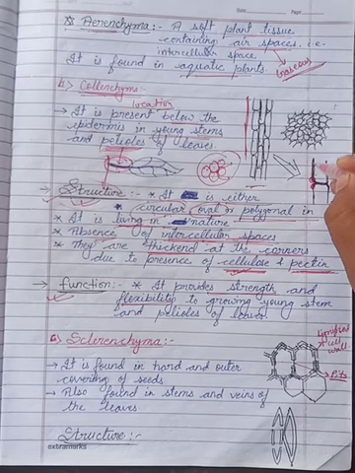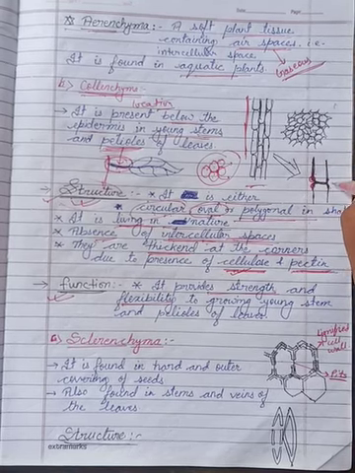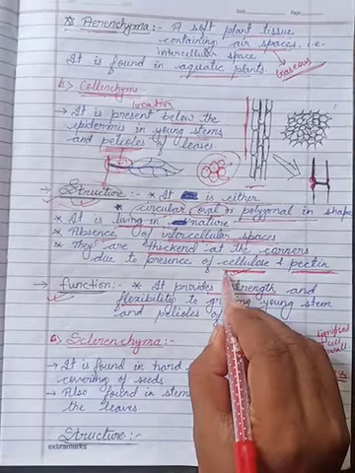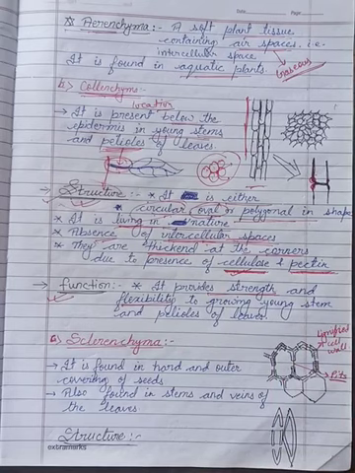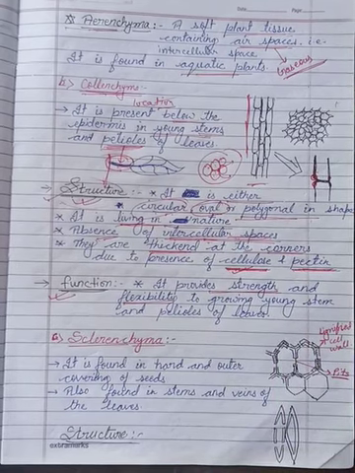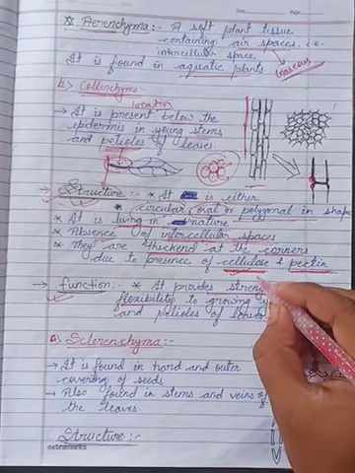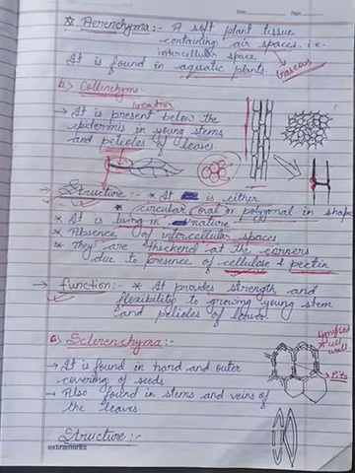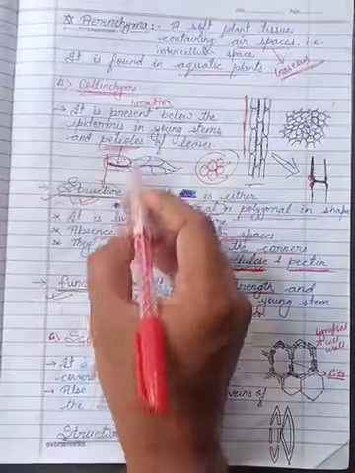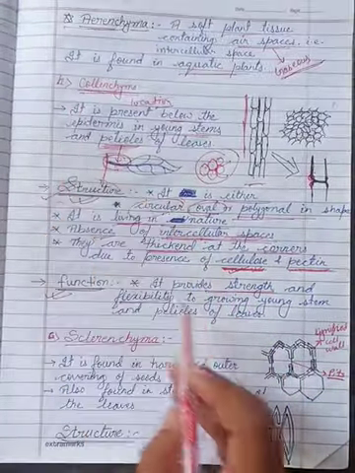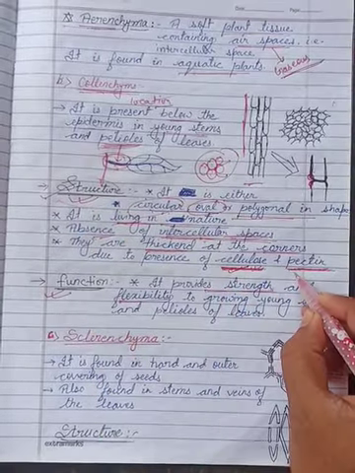Here, look at this corner. This corner is thickened because of the presence of cellulose and pectin. Whereas the cell wall of parenchyma was made up of only cellulose, the cell wall of collenchyma is cellulose and pectin.